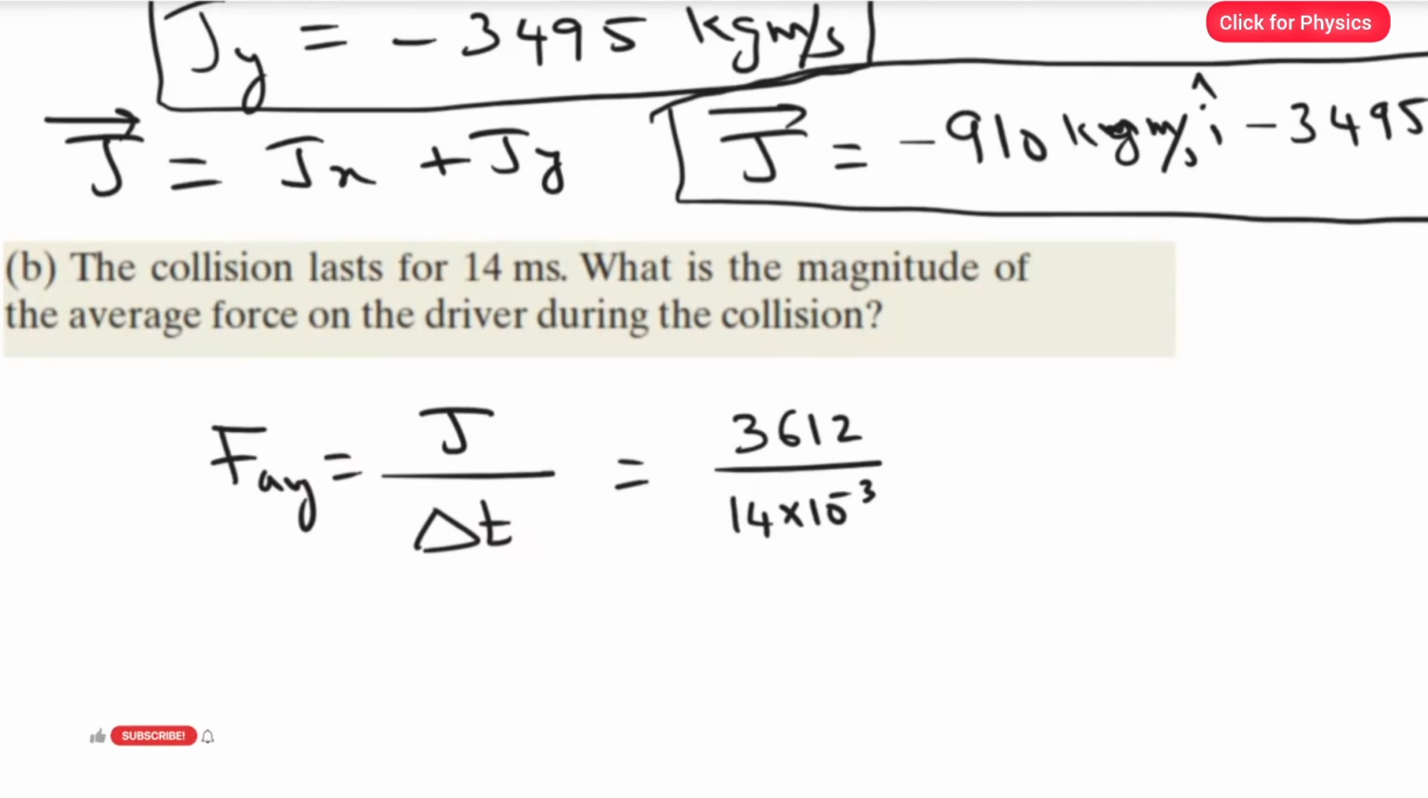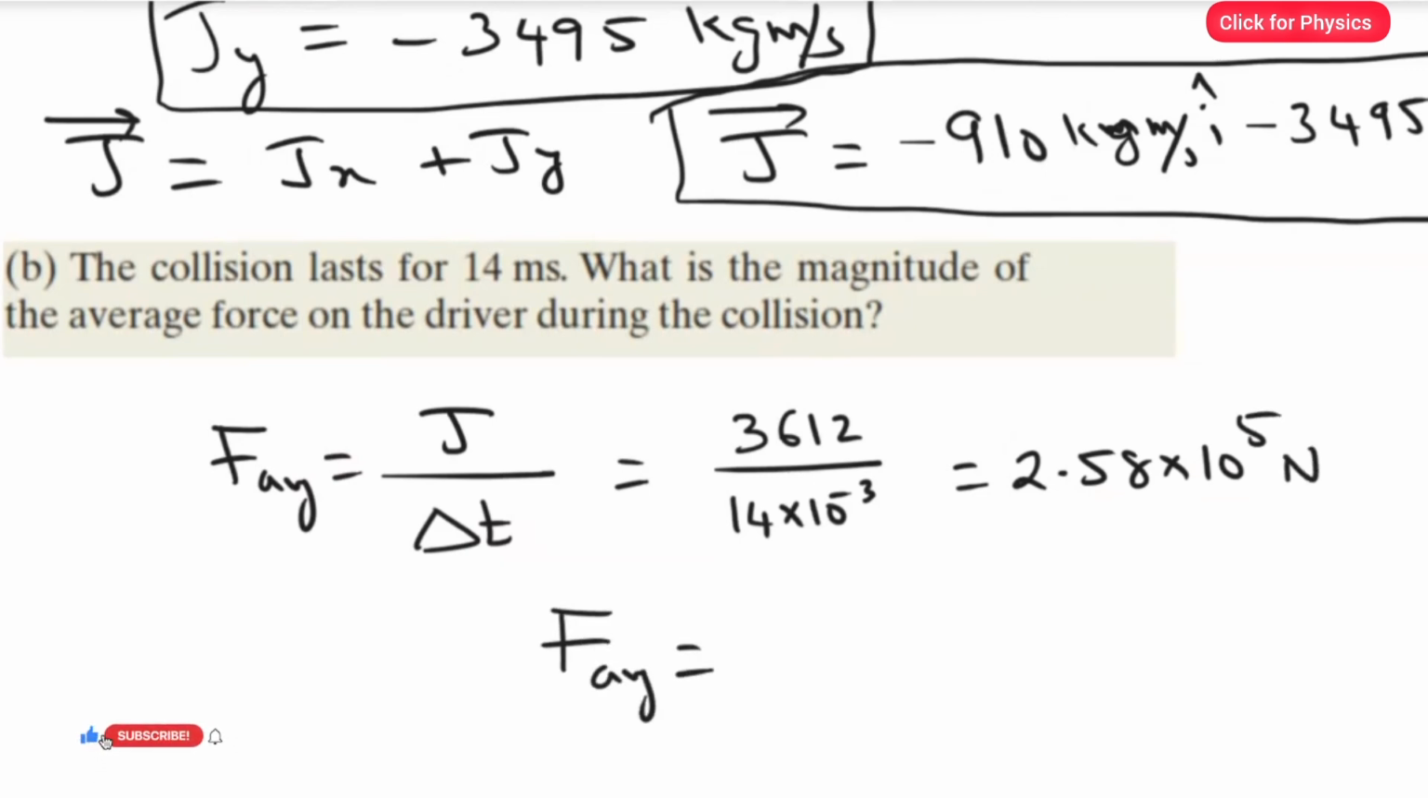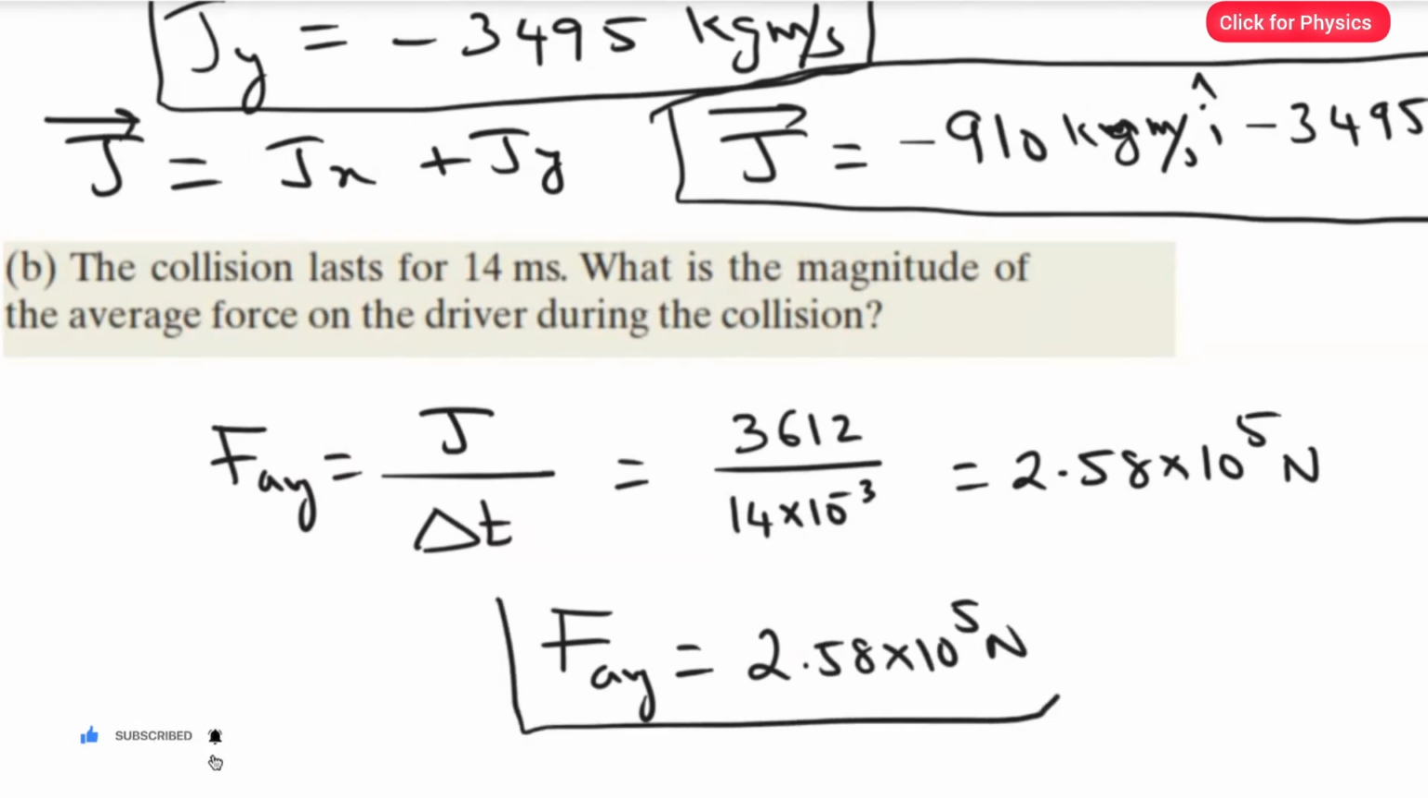So let's see what is the answer. 3612 divided by 14 10 power minus 3. We got the answer here as, we can write it in terms of power, 2.58 multiply 10 power 5 Newton. So the average force is equal to 2.58 multiply 10 power 5 Newton. So this is the answer for the second question.